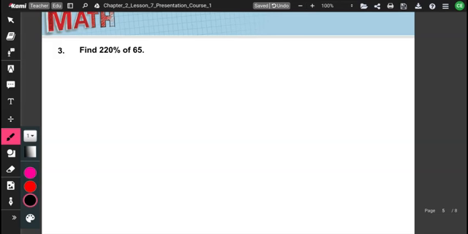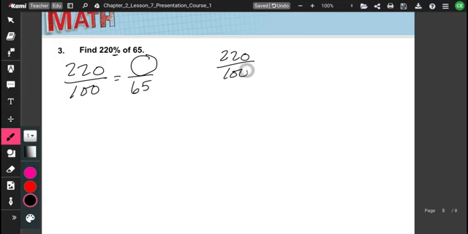All right, example 3, we have 220% of 65. Ooh, that's a lot. So first thing we're going to do is simplify and then multiply. We have 220 over percent, which will be over 100, of 65. We don't know this top number yet. So first I'm going to simplify 220 over 100, and I'm going to simplify that to 11 over 5.